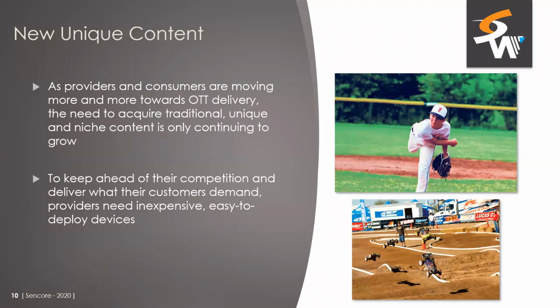So I did touch on this in the last slide, but the big thing is as your consumers and providers are moving more and more towards OTT delivery, your subscribers are continually asking for more and more unique content. And I think we've all seen that with Tiger King, obviously. That's really some strange content, and it's become a huge hit on Netflix, right?